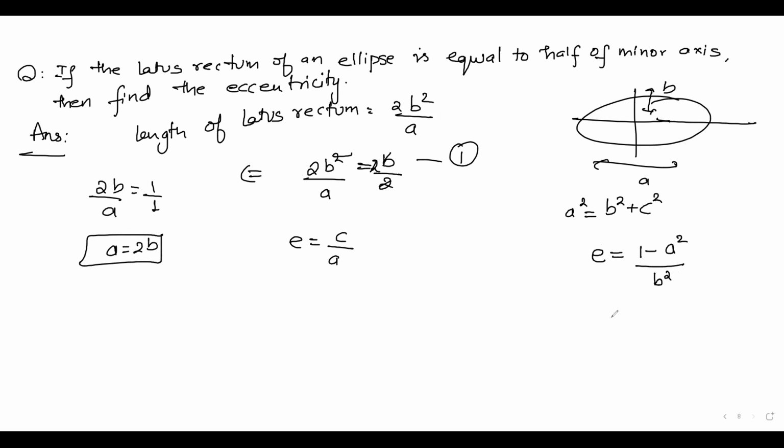If we check that, is it 1 minus this or this one? 1 or 2? Yes, the second one. Here we will get this one. Take LCM b square, so you will get b square minus a square. So from this equation, what is b square minus a square?